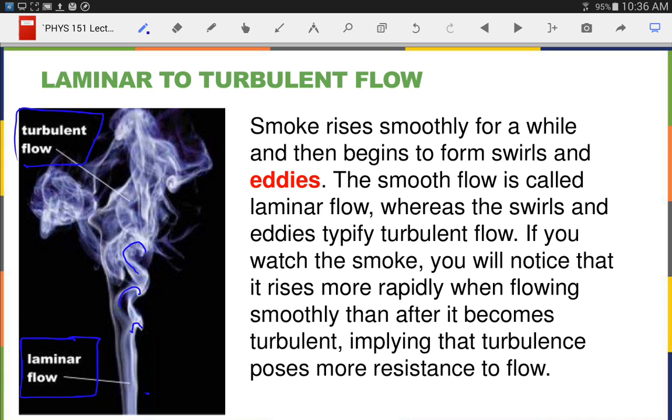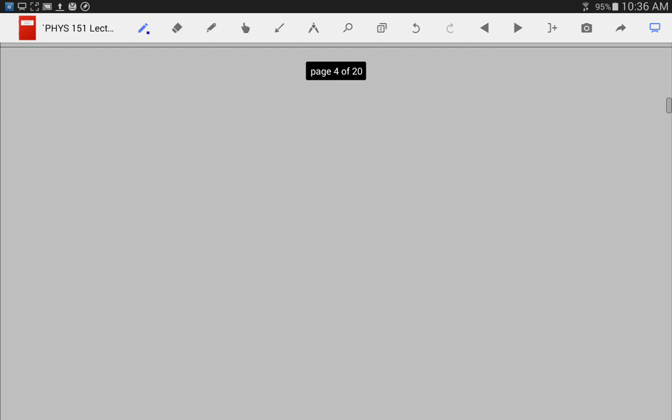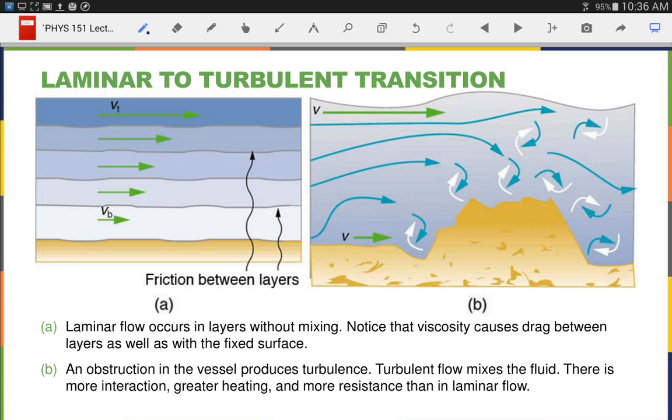And so it's going faster as it goes up, and it gets fast enough where it transitions from a laminar flow to a turbulent flow. Now, let's look a little more at this. Here we see an example of a stream with laminar flow. Now note, with laminar flow, the water is not traveling the same speed everywhere.